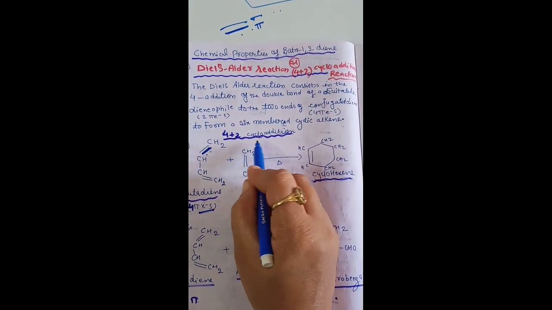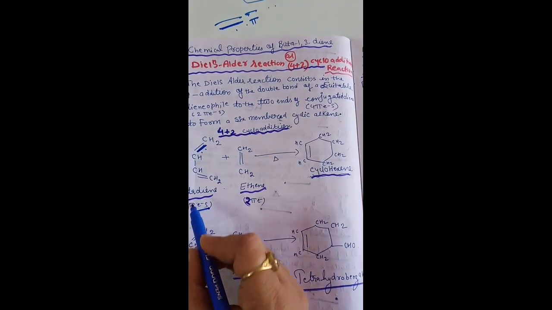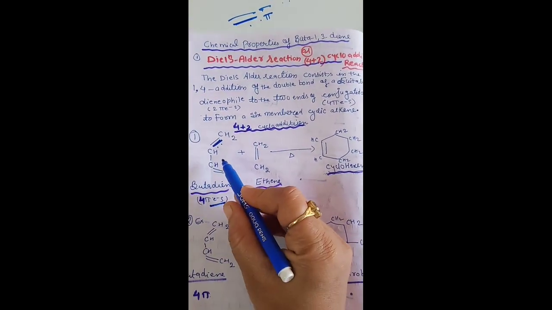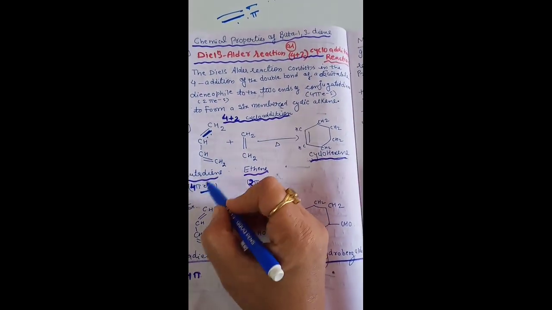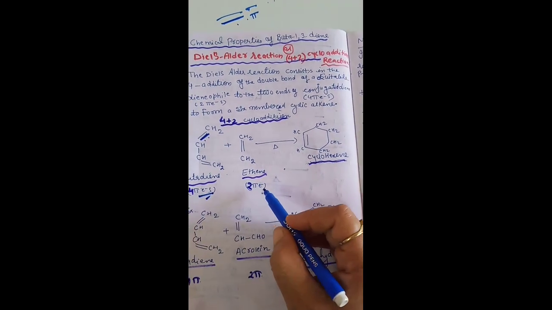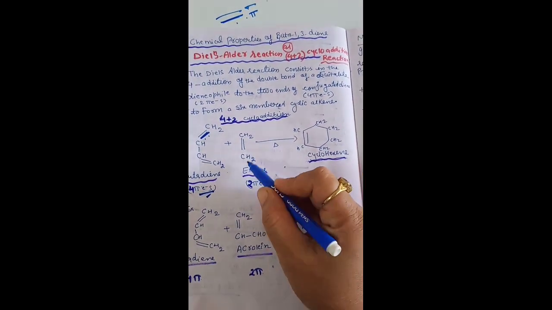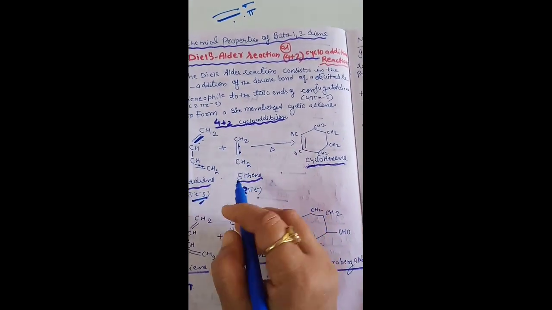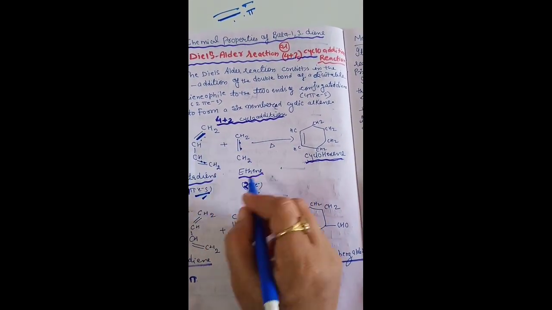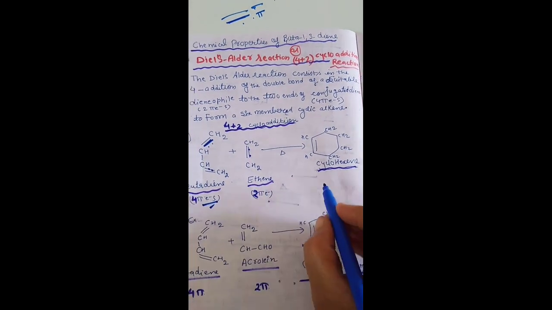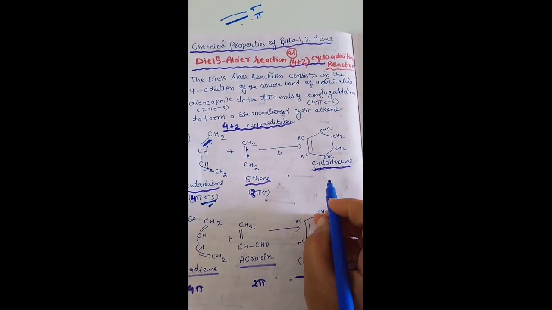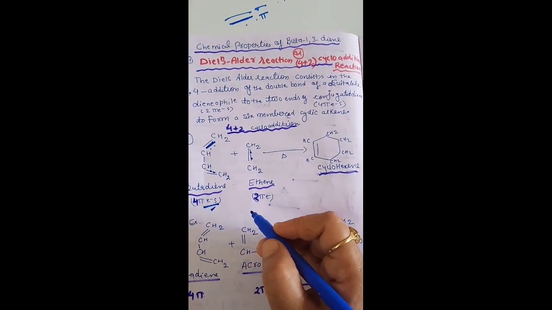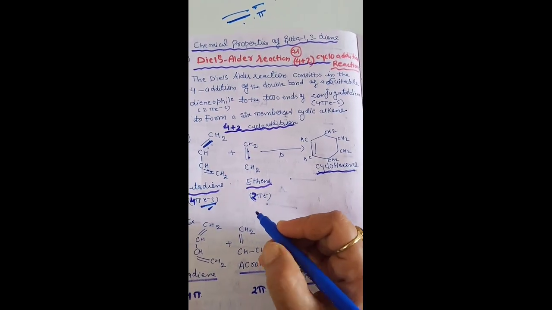So 4 plus 2 cycloaddition means this butadiene has 2 double bonds. It means that there are 4 pi electrons in this system, and in ethene there is 1 double bond. It means there are 2 pi electrons in this bond. So we can say these two will be added and our cyclohexene results. So the mechanism is simple, not very tough.